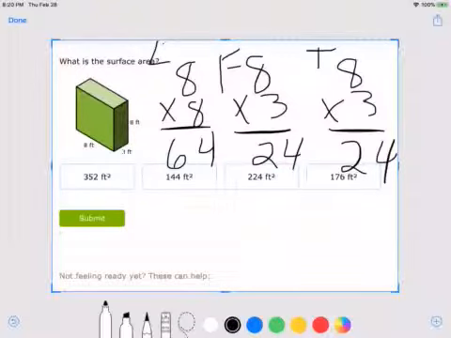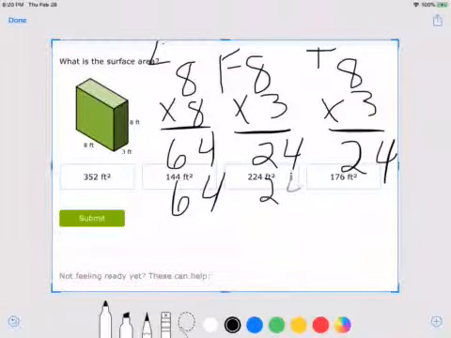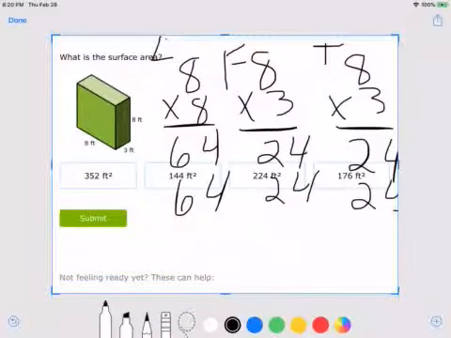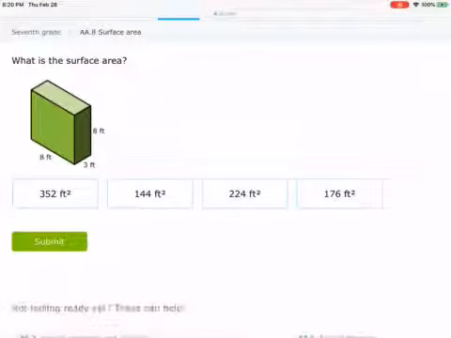So the left is 64, and then the right is also 64. The front and the back are 24. And the top and bottom are also 24. So if I add all those up, I'm going to get my answer: 64 plus 64 plus 24 plus 24 plus 24 plus 24, and that's going to be 224.